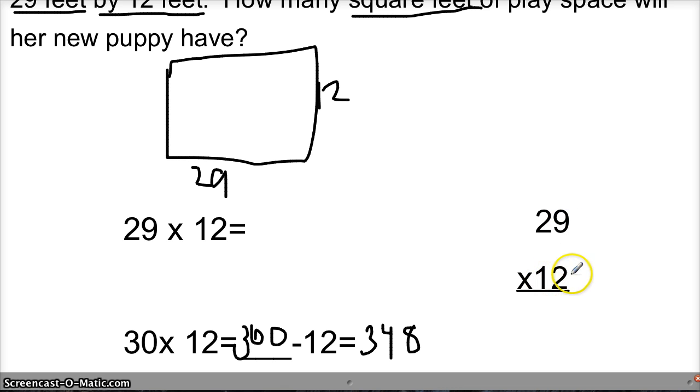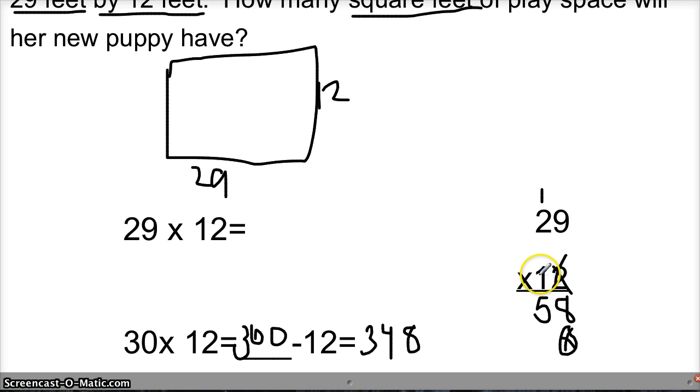Okay, let's check it with a standard algorithm. So when I'm solving 2-digit by 2-digit multiplication problems like this, that means I'm going to have 2 rows here. So the first thing I'm going to do is multiply my 2 with all the numbers, and then I'm going to multiply my 1 with all the numbers. So 2 times 9 is 18. I'll need to carry my 1. 2 times 2 is 4, and 1 more makes 5. So I'm done with that 2. That means I also need to add a placeholder. I use an X, but a lot of times people use a 0. It means the same thing.